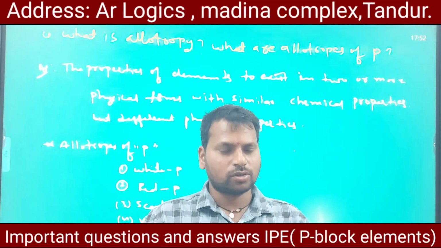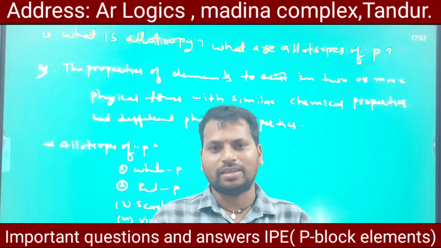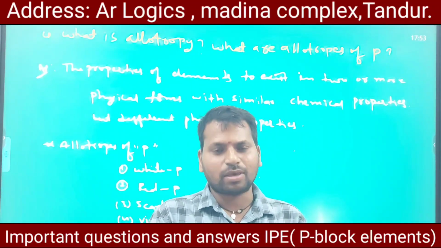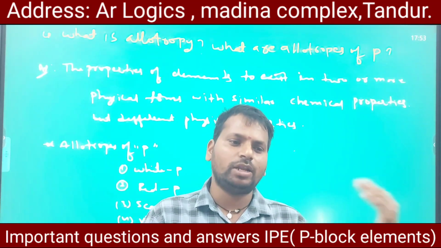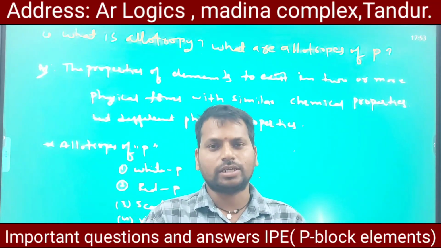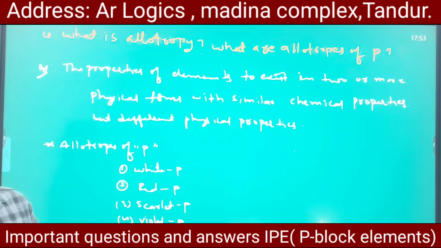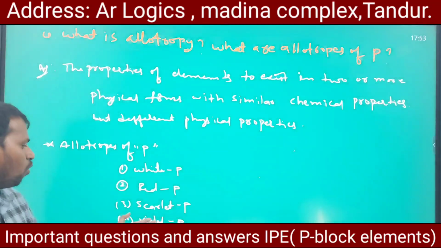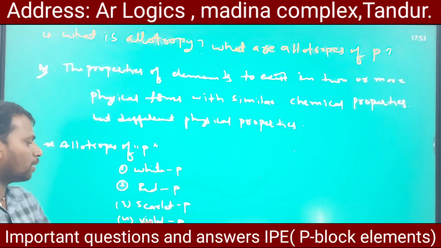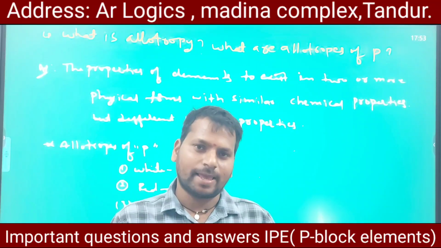Diamond is shining. Graphite, which we use in pencils, is black in color. So they have the same chemical properties but different physical properties, available in different physical forms. That is said to be allotropy. Phosphorus exhibits different allotropes: white phosphorus, red phosphorus, scarlet phosphorus, violet phosphorus, alpha black phosphorus and beta black phosphorus. That is the second question.